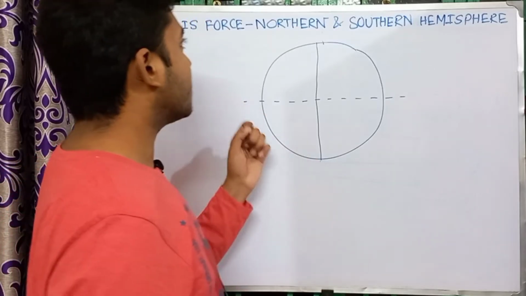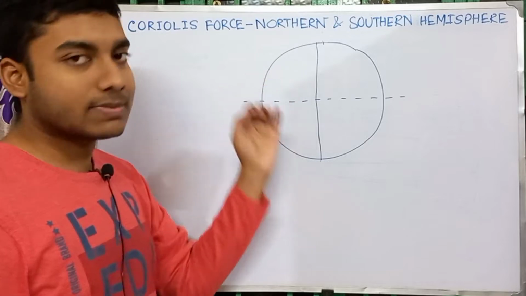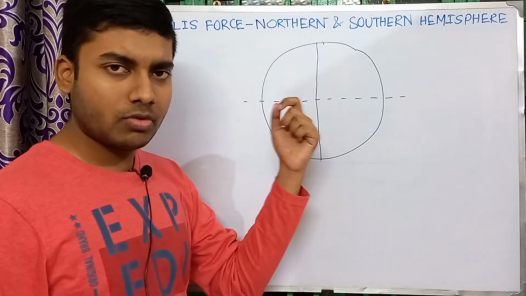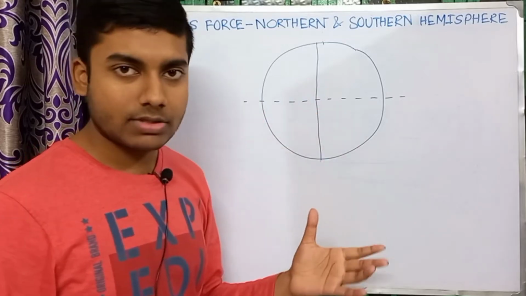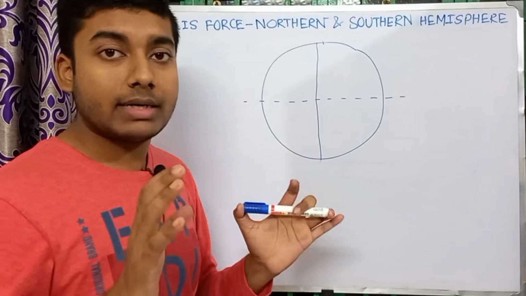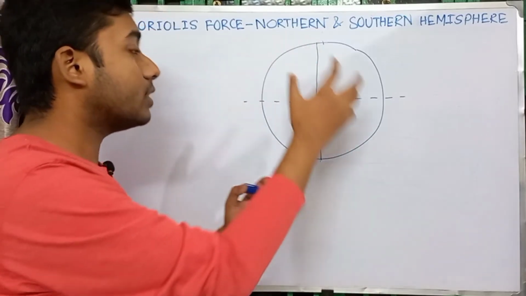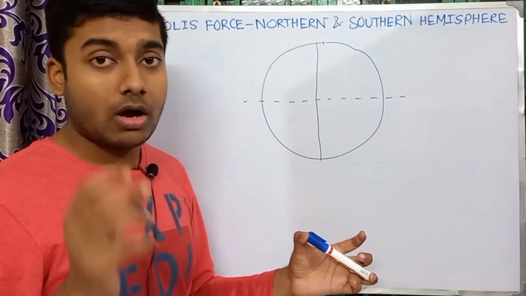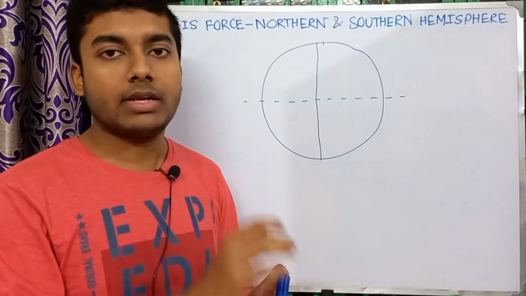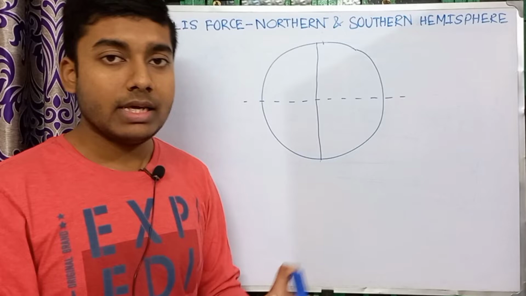Today I will discuss the Coriolis force, the expression of the Coriolis force in the northern and southern hemispheres for a particle moving in different directions. So basically in this video I will not discuss in detail what the Coriolis force is, or the main expression of the Coriolis force, that is minus 2m into omega cross v dash.